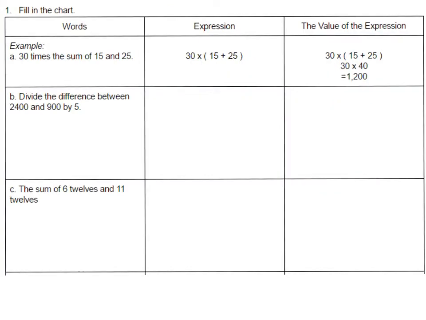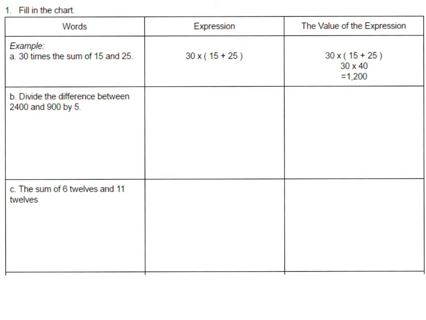Problem number 1 asks you to fill in the chart, and you're going to see some expressions. So we have either words in the first column, the numerical expression in the second column, or the third column is actually the value, so how much it's worth. Problem A is done for you. It gives you the words 30 times the sum of 15 and 25, and then gives you the expression where they have 15 and 25 in parentheses and then multiplied by 30. And then the value they solve by adding 15 and 25 together to get 40 and then multiplied by 30. 3 times 4 is 12 times 2 more groups of 10.